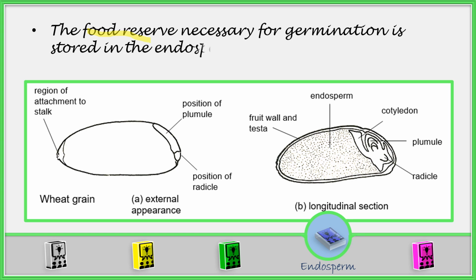The food reserve necessary for germination is stored in the endosperm, and that is mainly starch. So the food store is in the endosperm here. That is where our food store is. It is not in the one cotyledon we have here, but it is in the endosperm. And this food store is mainly starch.